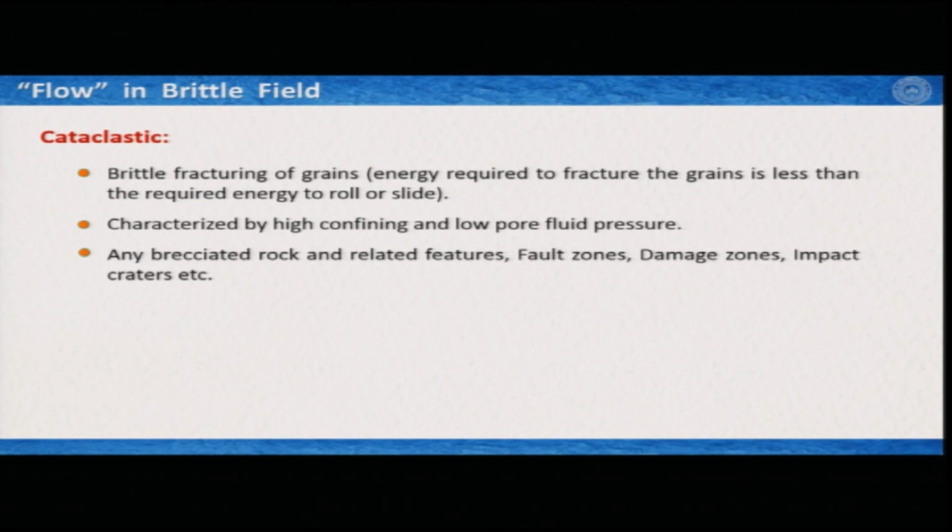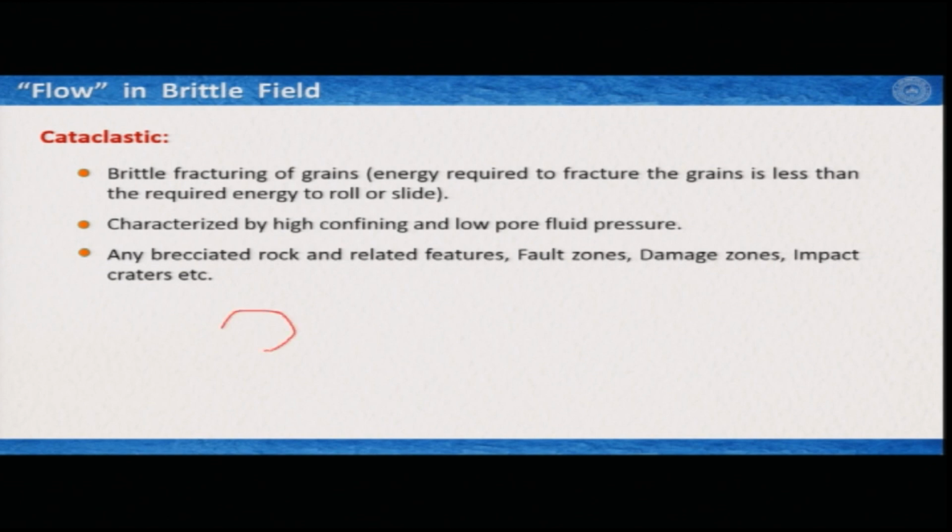Examples you can cite for this type of cataclastic deformation are brecciated rock or some related structures, fault zones, large fault zones, damage zones, and certainly impact craters. Now, before we go to the next slide, on this illustration or similar illustrations we have seen with granular flow or localized flow, I will try to give you the difference and show you how it works.